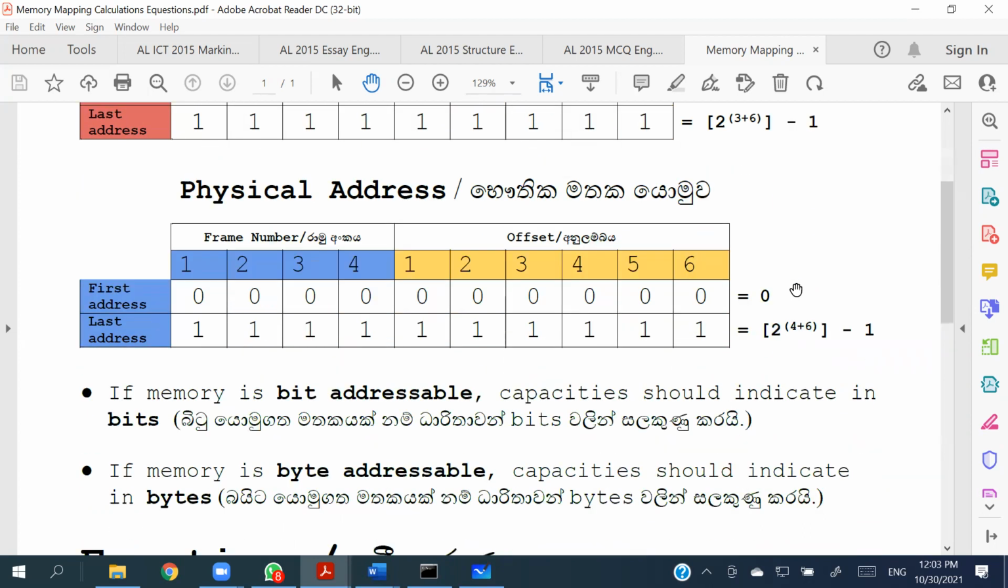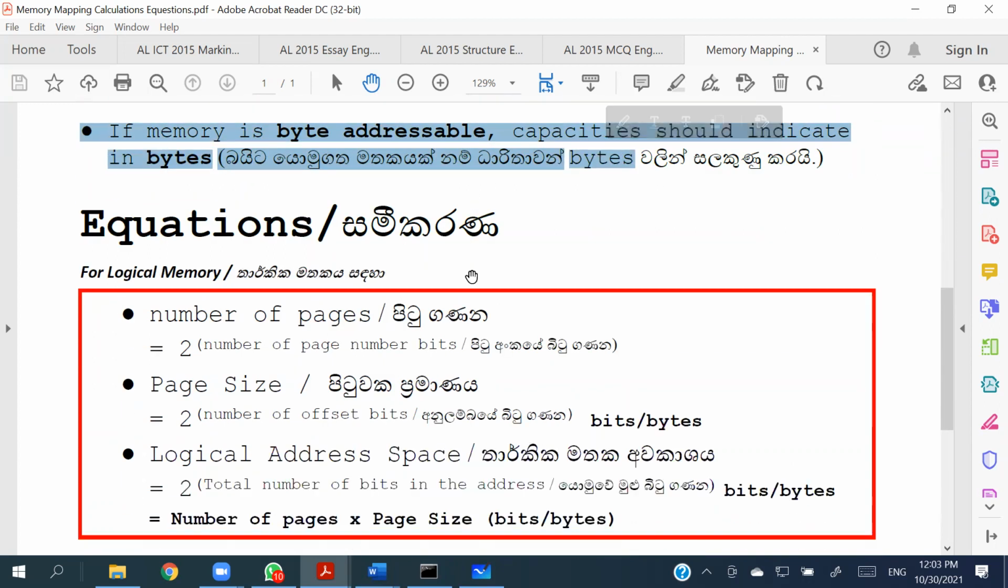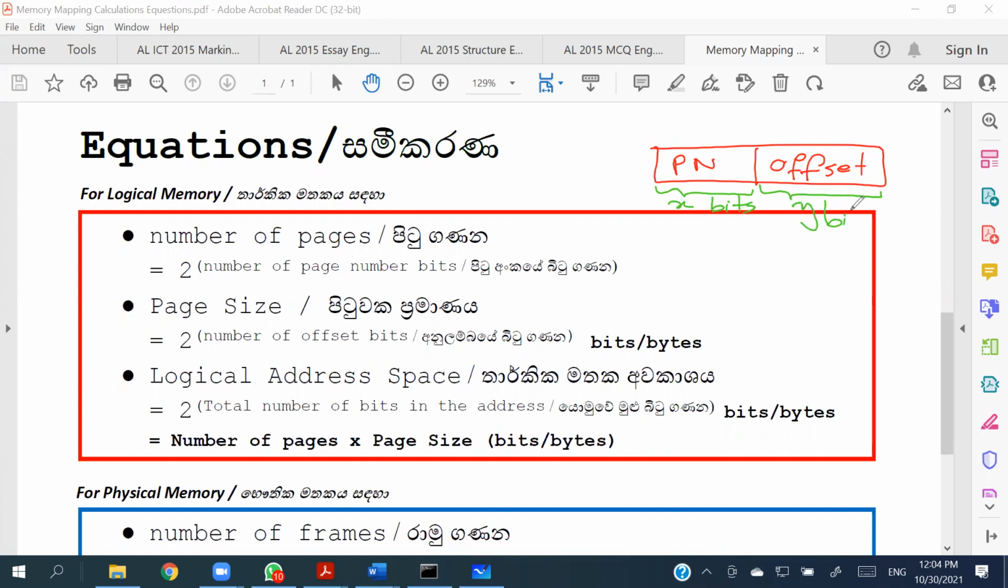Okay, now look at the equations over here. I'll come to these two points later. Now here I am talking about the logical memory in the first square. Now, how was the logical memory? Logical memory has something called page number, something called offset. So page number may have some amount of bits. I'll take it as X bits. Offset may have another amount of bits. I take it as Y bits. So let's assume X number of bits and Y number of bits are there. So the total size of the address can be indicated by X plus Y bits.